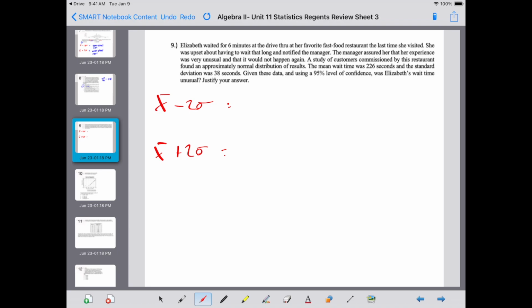So you take the mean, add and subtract 2 standard deviations away. The mean is 226. The standard deviation is 38 seconds. So 226 minus 2 times 38, 226 plus 2 times 38. You get 150, 302.